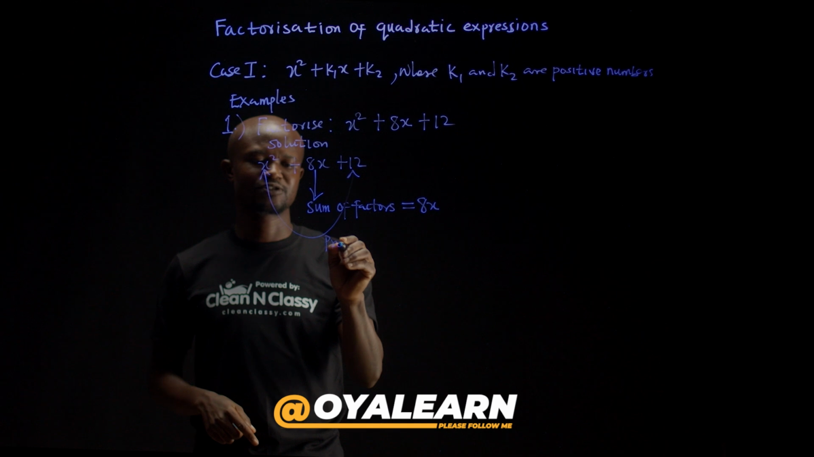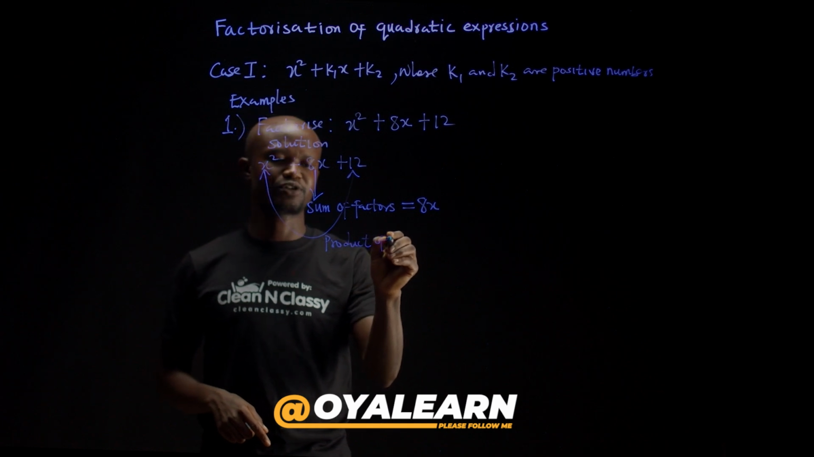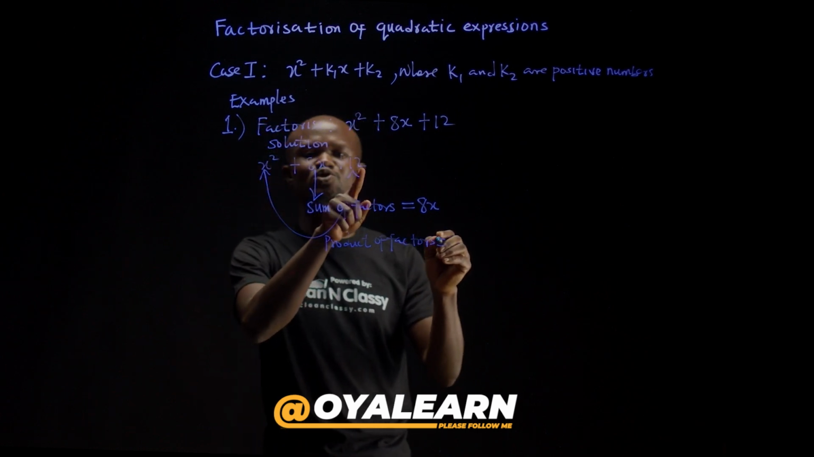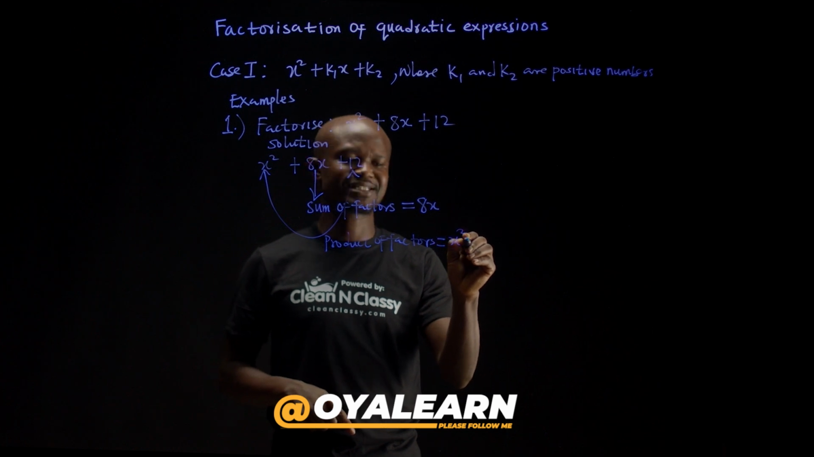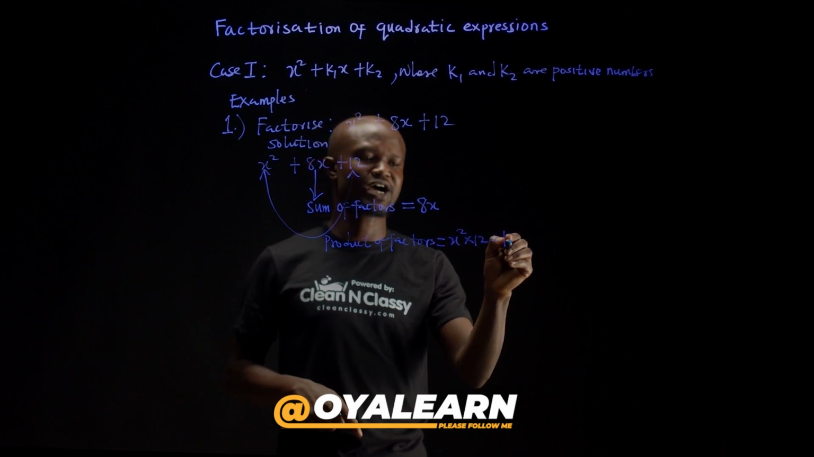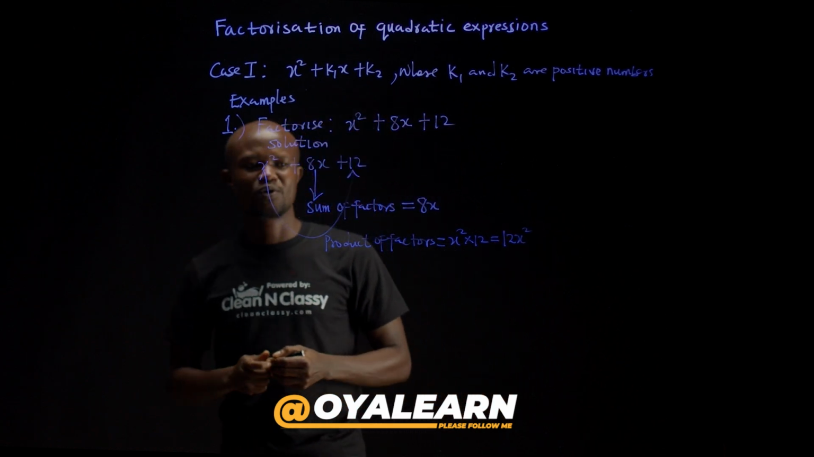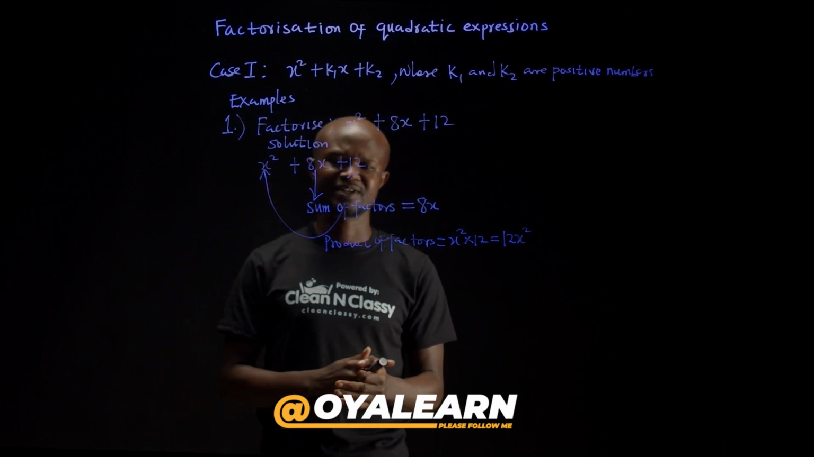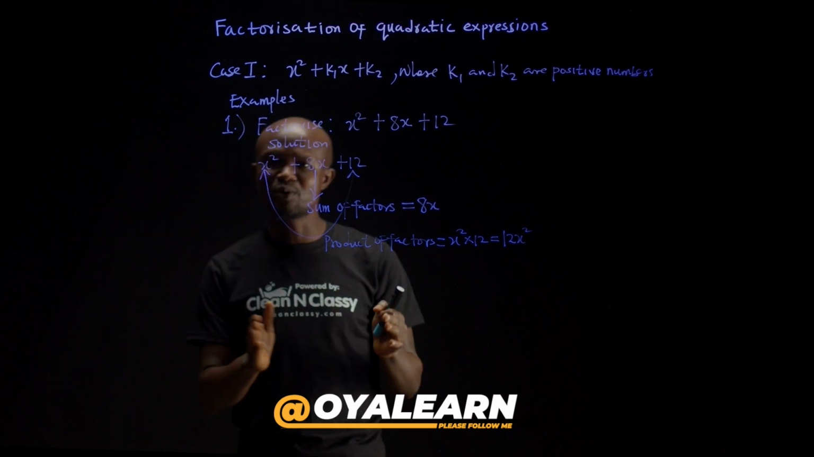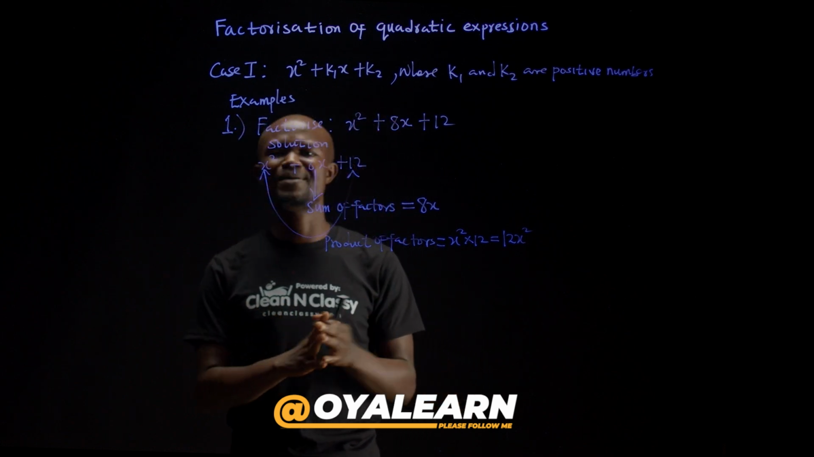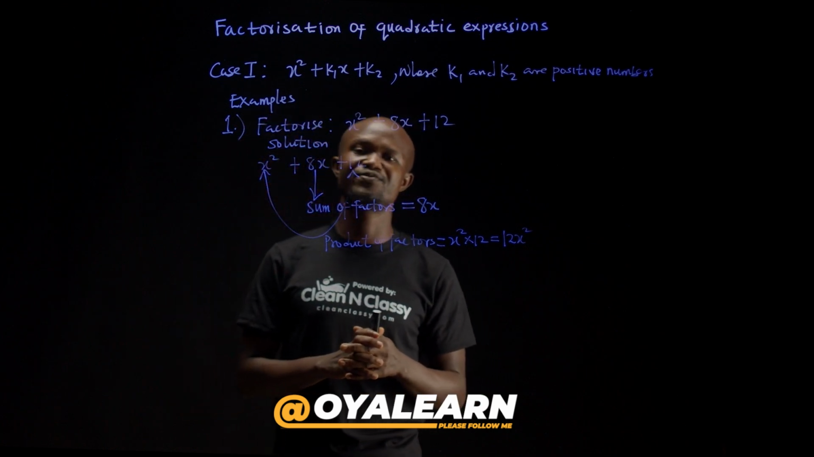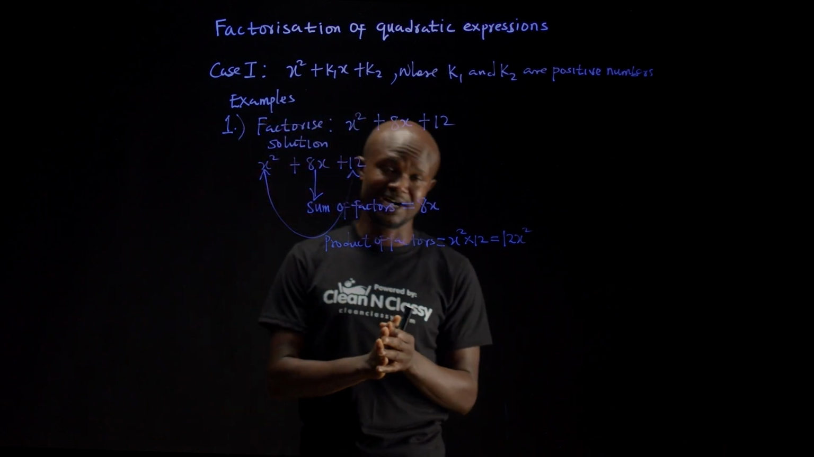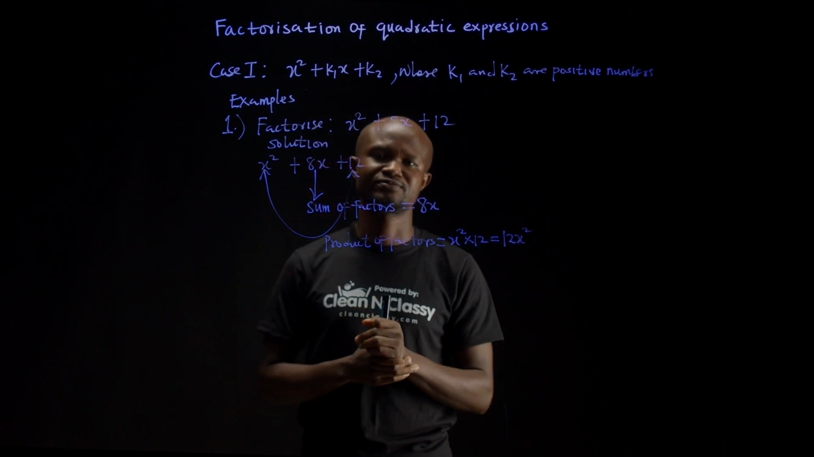So the product of factors is equal to x squared times 12, and that's 12x squared. Now, how do we connect sum of factors and product of factors together? It means that we are looking for 2 numbers such that when you add them together, it will give you 8, and when you multiply the same numbers together, it must give you 12.